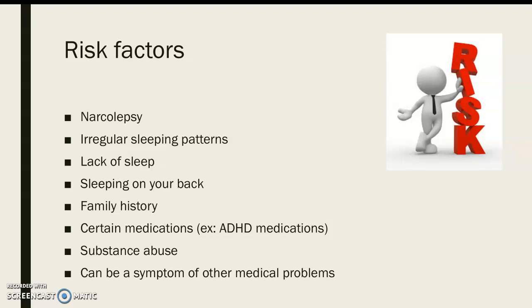Some risk factors that have been linked to sleep paralysis include narcolepsy, which is a neurological disorder characterized by an overwhelming urge to sleep and falling asleep at inappropriate times. Sleep paralysis can also be caused by irregular sleeping patterns or lack of sleep. Examples of this include jet lag, or working night shift and such. It can also occur by sleeping on your back. And interestingly, it has been seen that a family history of sleep paralysis can put an individual more at risk.